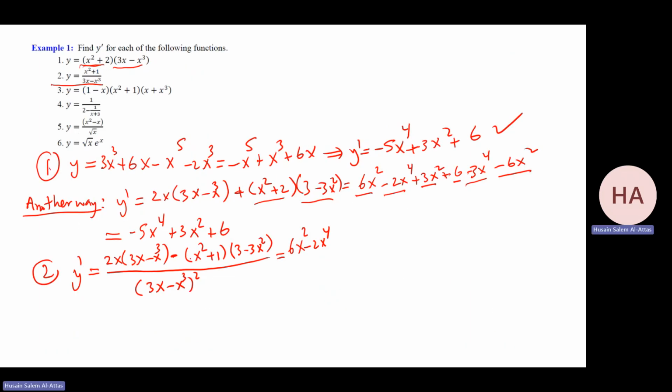Here I have a minus sign, so I need to be careful. Minus 3x squared plus 3 minus 1, so minus 3. Minus 3x to the power 4 times minus, so plus 3x to the power 4. Minus 3x squared times minus, so that's plus 3x squared. All over this.